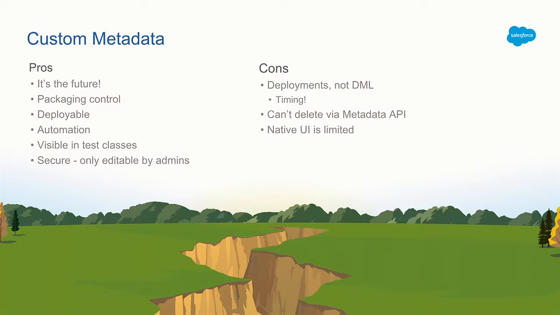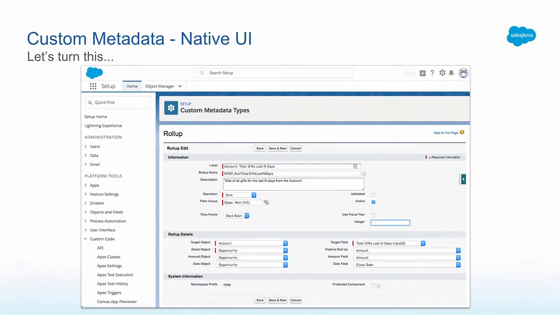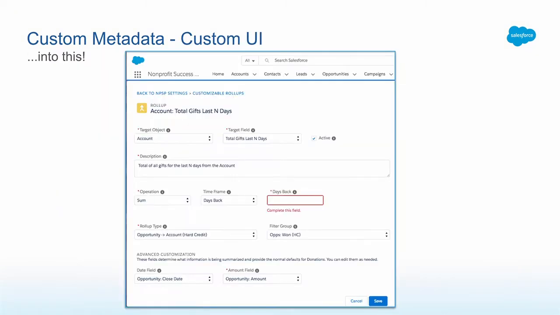So we got around that by using an isDeleted flag, just a Boolean field on the custom metadata type that our engine respects. So it's essentially an update, but we're just checking that it is deleted. You can delete through the native UI still, though, if you need to. And finally, that native UI is limited, but that's why we're here, to talk about providing better guided user experiences, which brings me back to turning this into this.